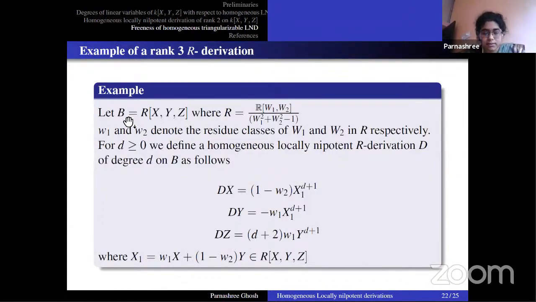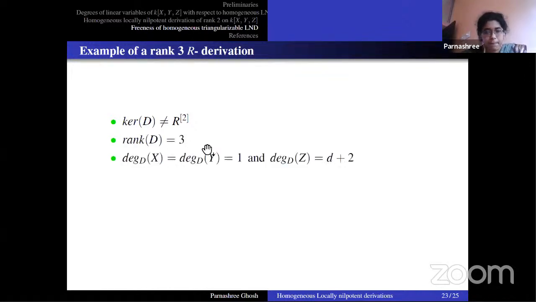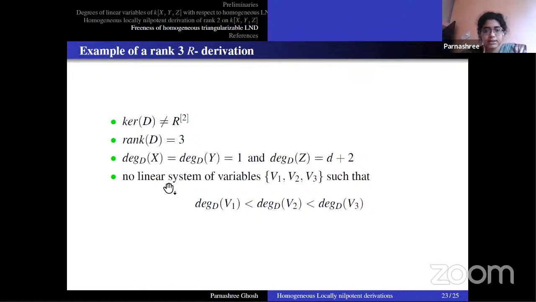Consider the ring R[x,y,z], where R is this Dedekind domain, and we define a homogeneous locally nilpotent derivation of degree d as follows, where x1 is of this form. Now you can see that this x1 is a linear term, but it is not a variable of R[x,y,z]. So what we obtain for this example is that the kernel of D is not equal to R[2]. The rank of D is 3. The degrees of the variables are: x and y have degree 1, and z has degree d plus 2. And there exists no system of linear variables v1, v2, v3 such that the equality holds.